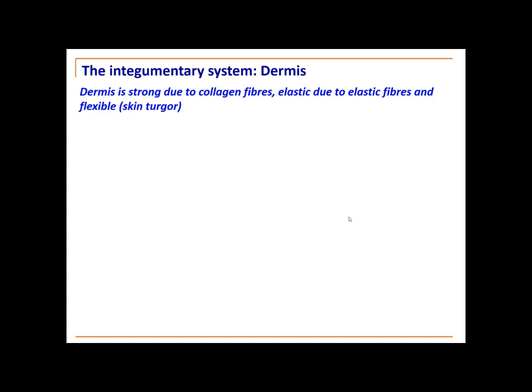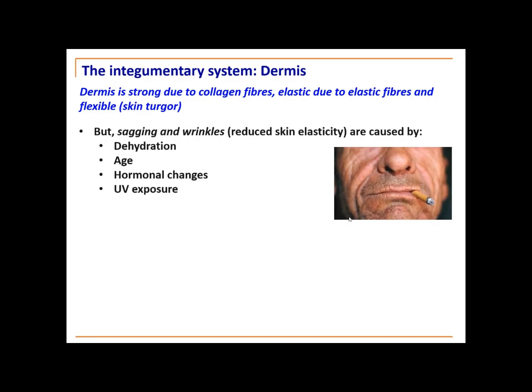Now, the dermis is strong, and that's because of those collagen fibers that we're talking about. It's elastic because of the elastic fibers that we're talking about, and therefore it has flexibility, which when you're talking about proper terminology, you're thinking about skin turgor. But of course, people, in particular, as you get older, you get sagging of the skin, you get wrinkles, and that's because of reduced elasticity.